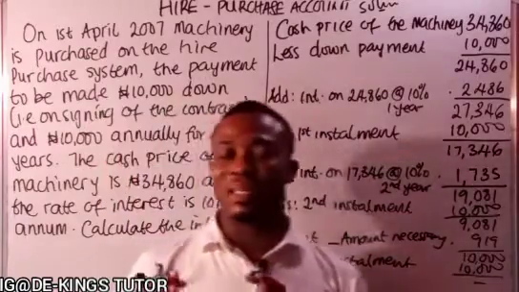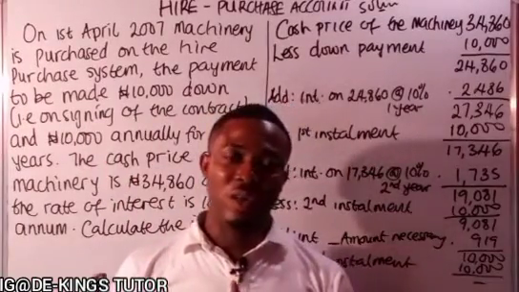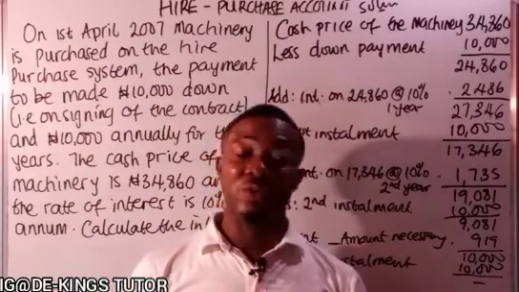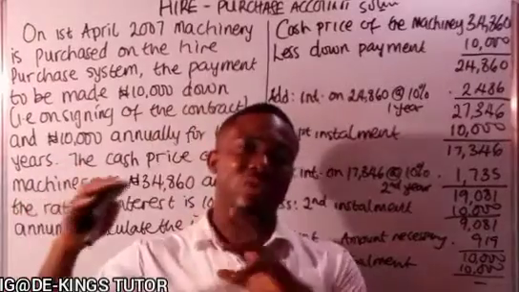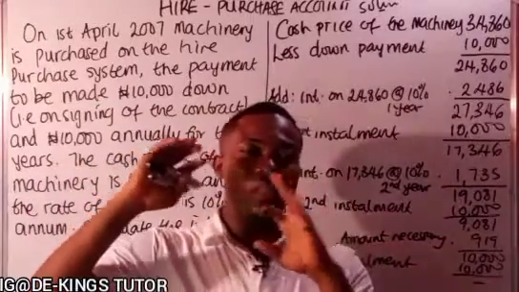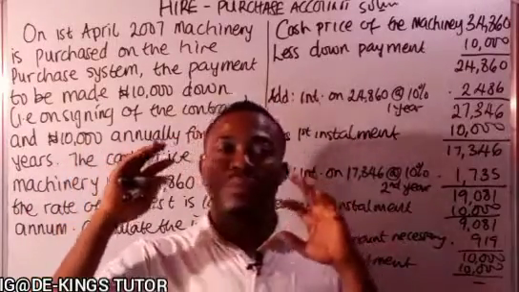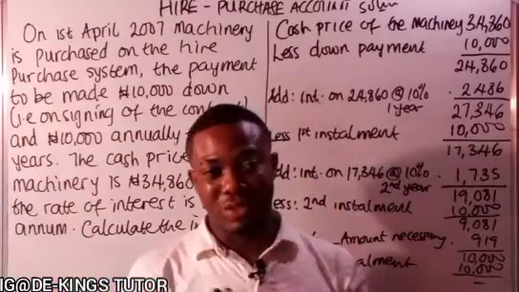Now, we are going to see other examples as time goes on, on how to post to the asset account, the vendor's account, the interest account, the provision for depreciation and the yearly depreciation.